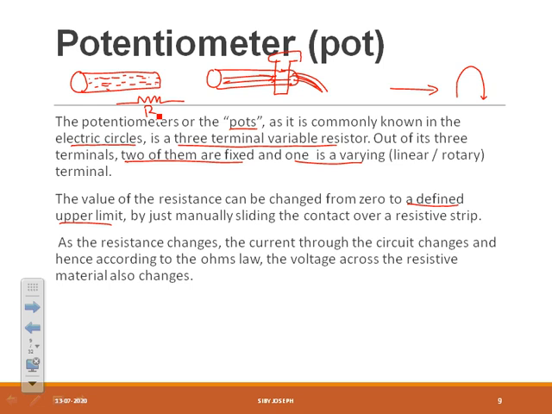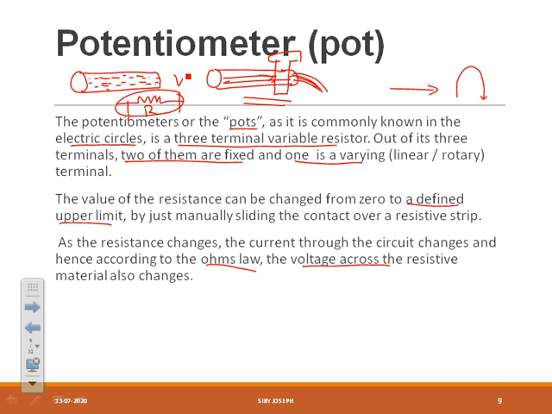So by controlling the flow of current, we can control the voltage across the resistive material using Ohm's law. The current can be controlled by varying the resistance value, just like the tap here. By varying the resistance, the voltage across this resistance also varies, and by measuring this voltage, we can calculate the current flowing through the conductor using Ohm's law.